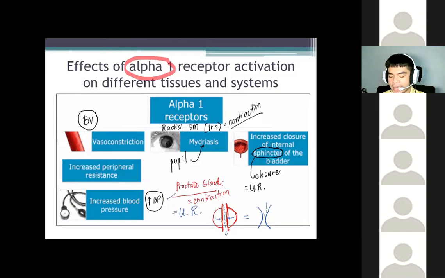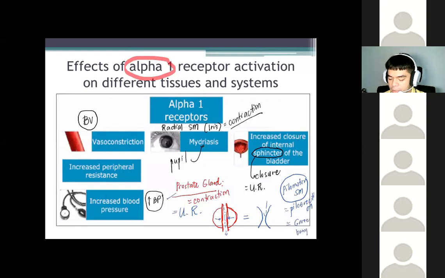And then, isa pang effect ng alpha-1, bali pang 5 na tayo. Panlimang effect aside sa prostate gland, meron din sa pilomotor smooth muscles. So in the pilomotor smooth muscles, we have the effect called piloerection. And piloerection simply means goosebumps. Okay? So this simply means goosebumps.